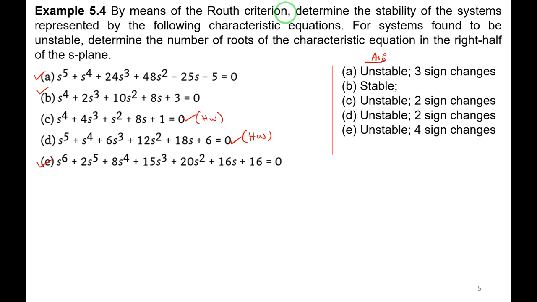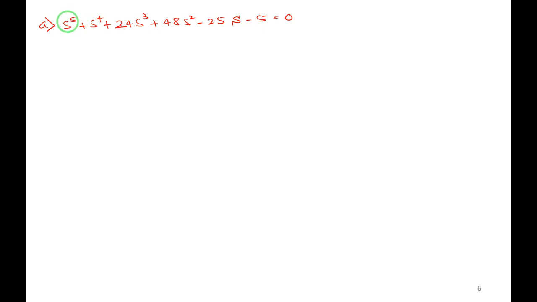So let me write that question. s to the power of 5 plus s power 4 plus 24 s cube plus 48 s square minus 25s minus 5 equal to 0. Let me verify. First one, this one I have taken, right? Okay. Yes, we'll solve this.